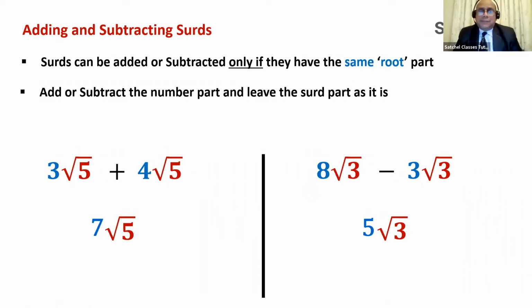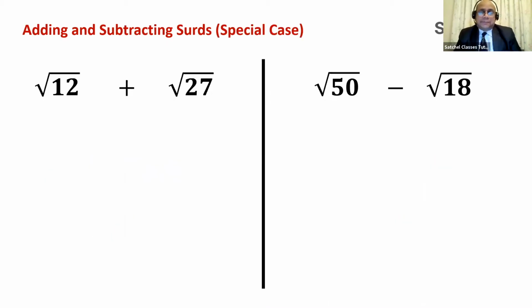Sounds simple, right? But the thumb rule was this could have been done only because the square root part for both the numbers was the same. What if they are not the same? Special cases, like in this case, square root of 12 plus square root of 27. Can we add them first of all? Not in the current form. Square root of 50 take away square root of 18. Again, in the current form, we cannot subtract them. So what do we need to do?